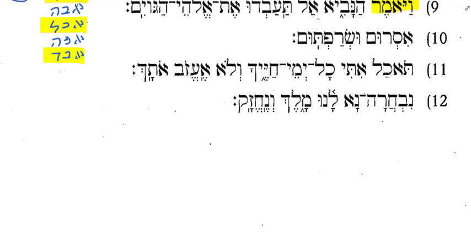Let's look at number 11. Let's read it. Ready? Tochal iti kol yamei chayecha velo e'ezov otach. All right. So here is achal. We just went over that, didn't we? What does achal mean? To eat.